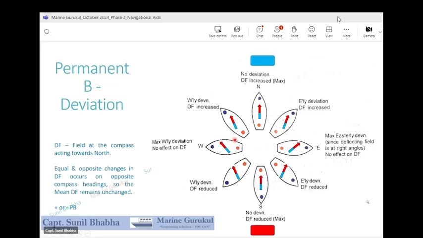For one semicircle, the deviation has a single name. For another semicircle, the deviation has the opposite name. So therefore, it is called a semicircular deviation.